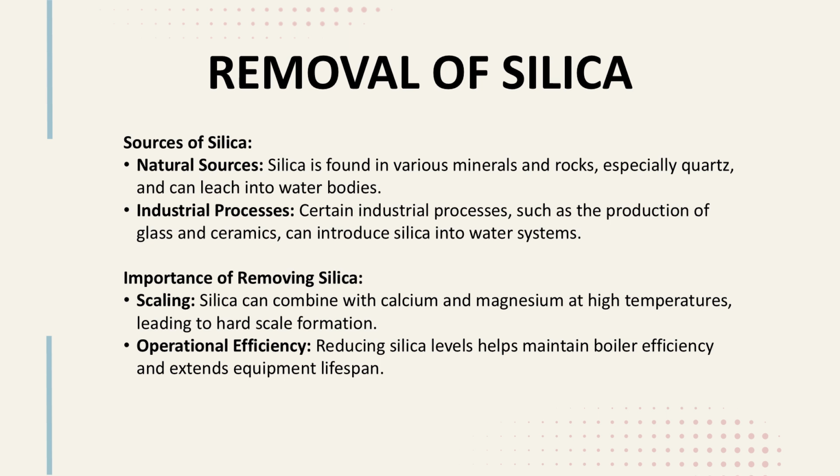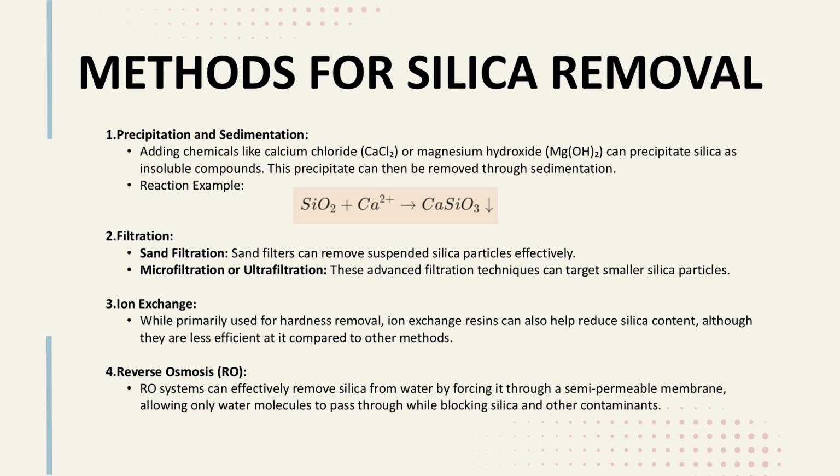If not removed, silica can combine with other hardness ions like calcium and magnesium at high temperatures, leading to the formation of hard, glass-like scales that can significantly reduce boiler efficiency. Silica scaling is especially problematic in high-pressure boilers, where temperature and pressure cause these compounds to precipitate out more readily. There are several methods used to remove silica from water.